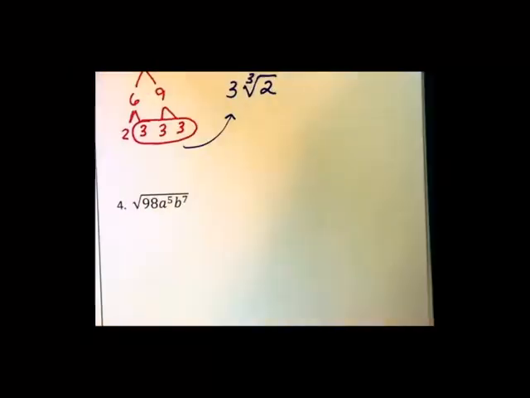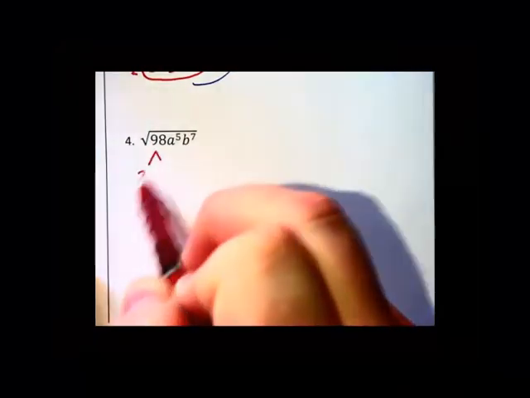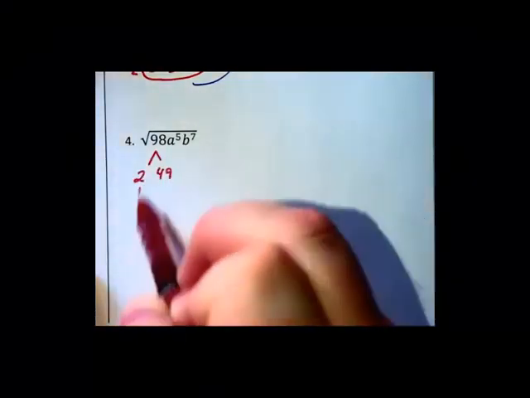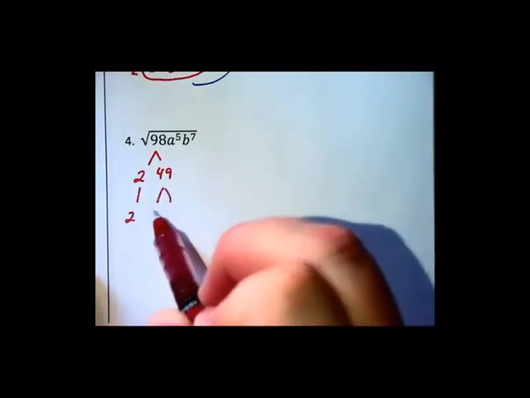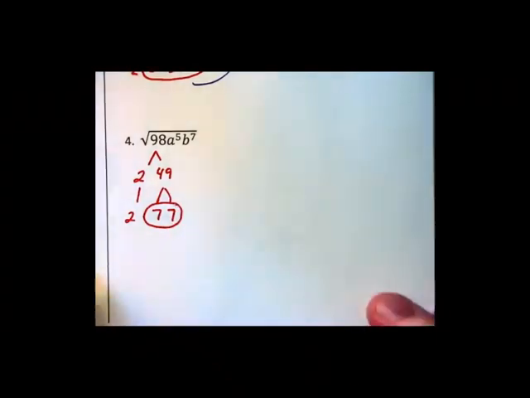Now we get some variables involved. 98 isn't a variable, obviously. We're just going to break the 98 down normally. I'm going to go 2 times 49, keep the 2 there, break the 49 into 7 times 7. So I do have a pair of 7s coming out, and then I have to turn my attention to these variables.